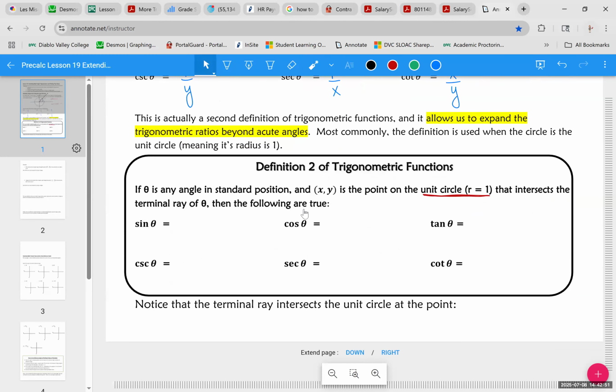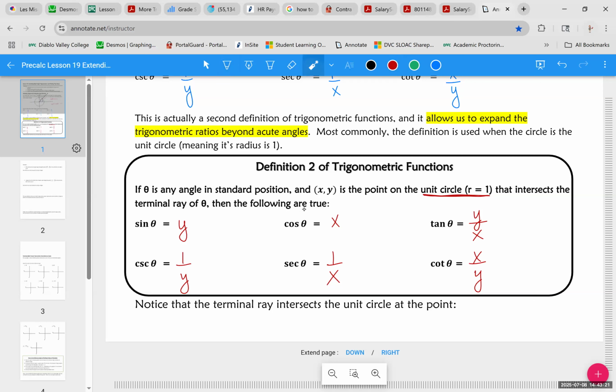Okay, so that makes the sine y over 1, so we'll just call it y, and therefore the cosecant would be the reciprocal of y. The cosine, which would be x over r, will just be x, and flip that for the secant. And the tangent, there was no r in the tangent, so it remains y over x, and the cotangent is x over y.